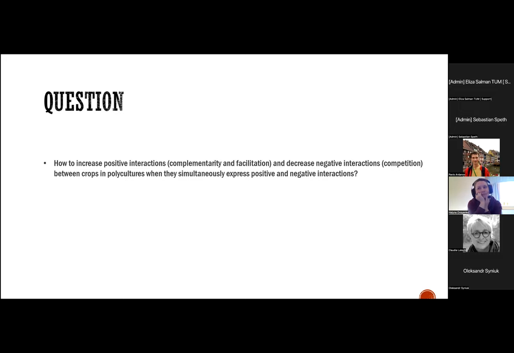Any other ideas? So this is another example of combinations, tomatoes and broccoli. But any other ideas how to reduce competition? Not mixing together those crops that compete with each other. That's a very good idea. But of course, if there is only direct competition, then we won't mix these crops. But if there is also a positive interaction between them, how to explore this positive interaction?